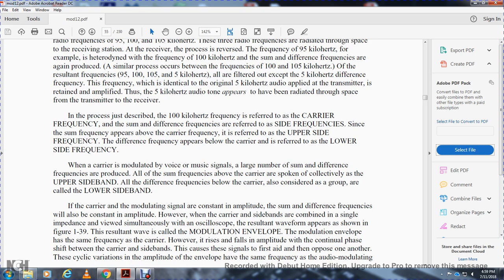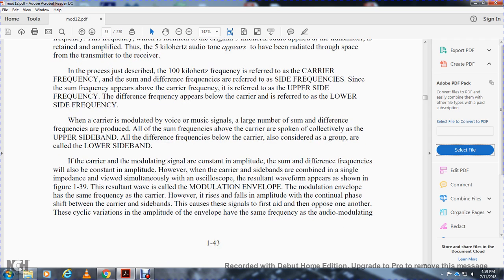In the process described, the 100 kilohertz frequency is referred to as the carrier frequency. The sum and difference frequencies are referred to as side frequencies, and they appear on either side of the carrier. The sum frequency, above the carrier, is referred to as the upper side frequency. The difference frequency appears below the carrier and is referred to as the lower side frequency. When the carrier is modulated by voice and musical signals, a large number of sum and difference frequencies are produced. The frequencies above the carrier are spoken of collectively as the upper sideband, and all difference frequencies below the carrier are also considered a group called the lower sideband.